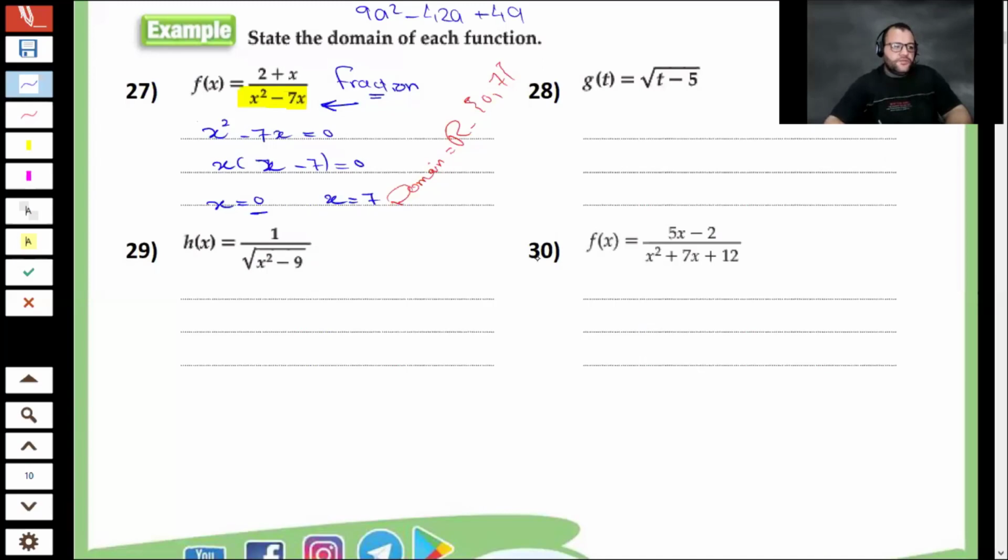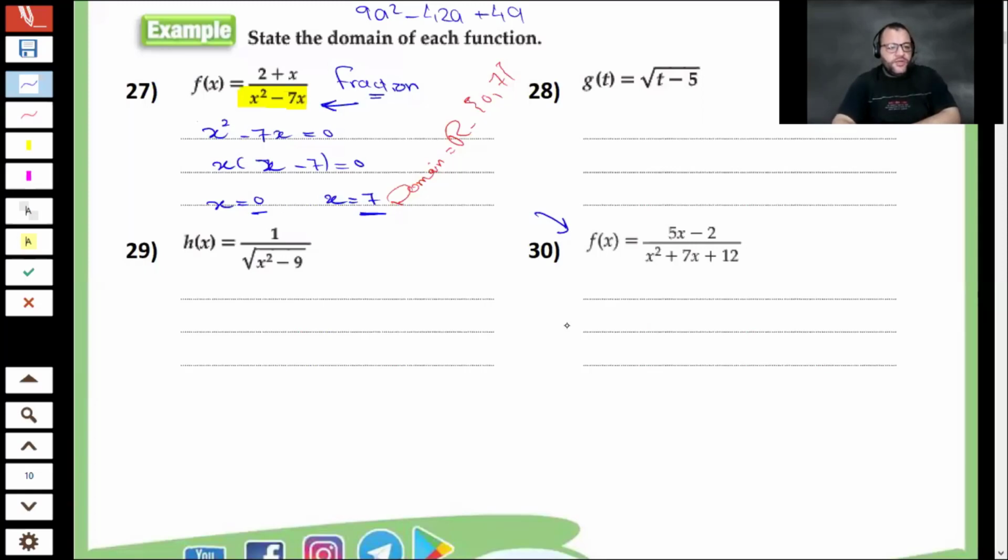Okay, can you solve number 30? Solve number 30, please. 4 and 3. R minus the set of 4 and 3.